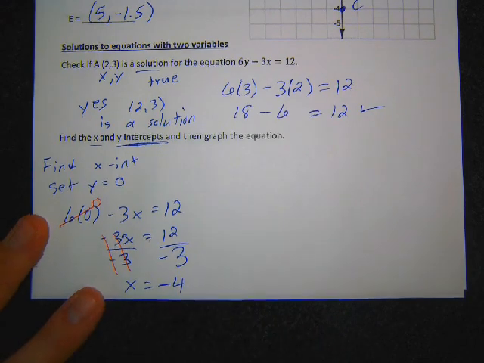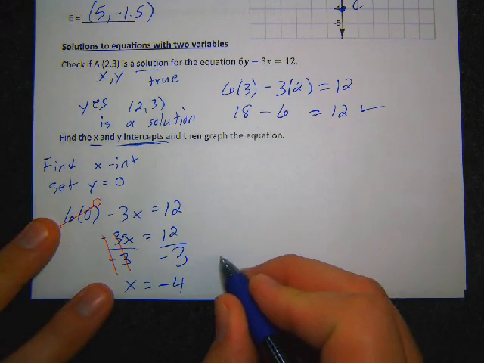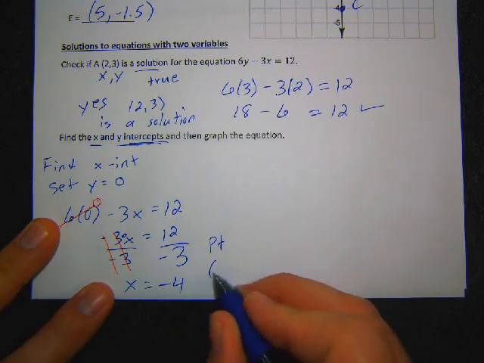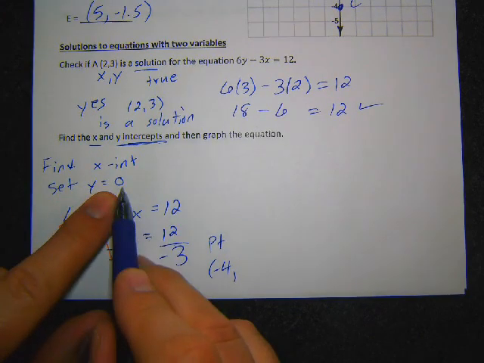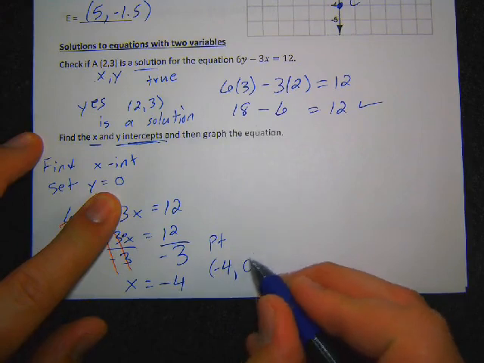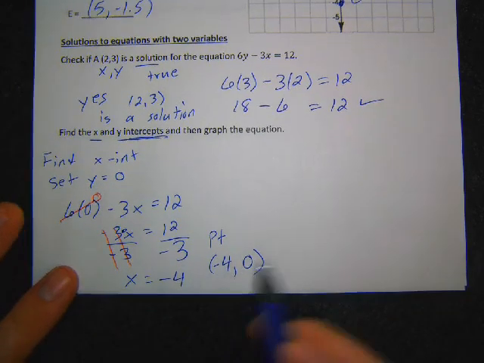So that's the x-intercept. We can think of this as a point. This would be the point (-4, because remember the x comes first, so negative 4. And 0), because we made the y 0. So that is the point for this x-intercept. So it has an x-intercept at (-4, 0).